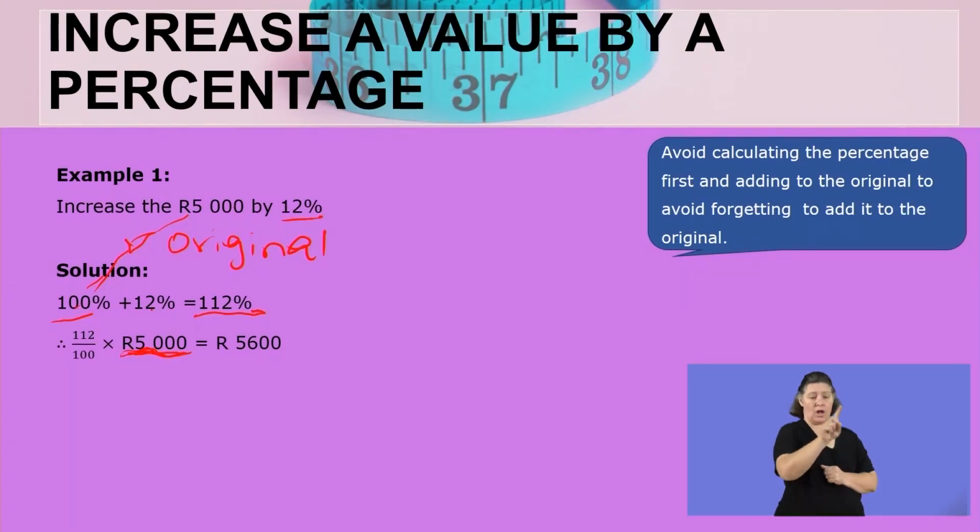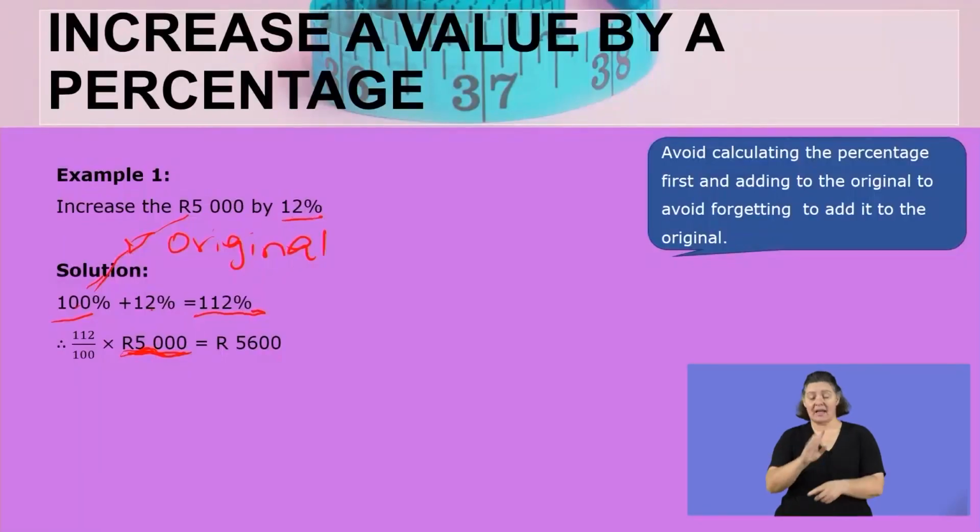We can press the calculator together. Then we have 112 divided by 100. Then the answer that we get, we multiply it by 5,000 rand. And the answer we get is 5,600 rand. I think this method is easy.